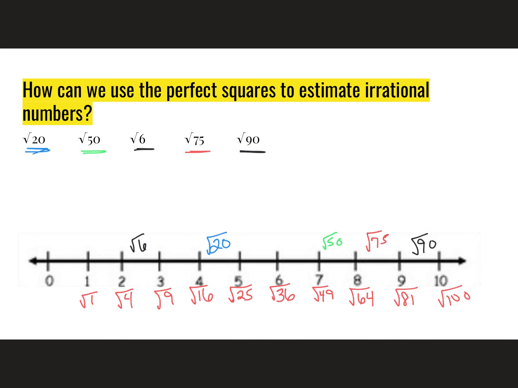Well, what if I asked you, how many integers are between the square root of 6 and the square root of 90? Well, I'm just going to count these integers. I have 1, 2, 3, 4, 5, 6, 7 integers between those two. Okay, let's go to doing this a little bit differently.